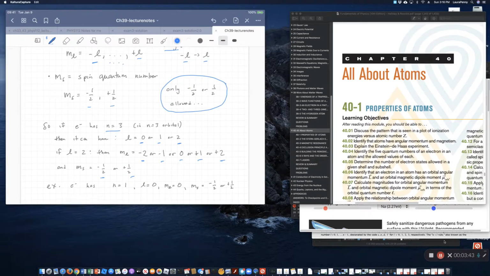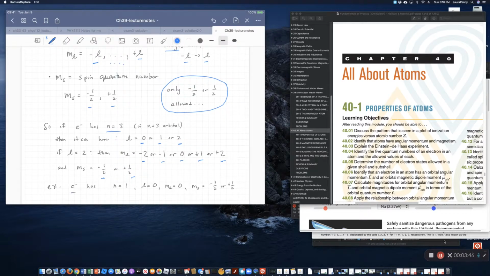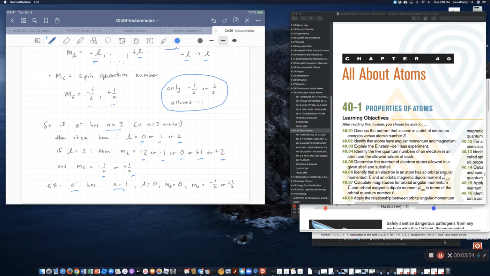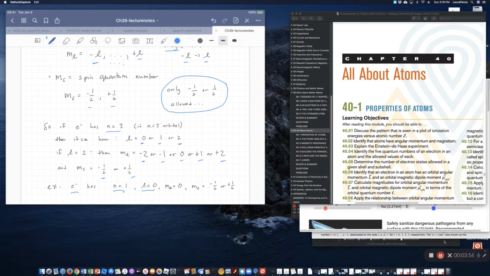Let's do another example. If you have an electron which has n equal to 1, then L has to stay less than 1, so L can only be 0. For an electron that's in the n equals 1 orbital, L has to be 0, and that means m sub L has to be 0. And for m sub S, the only choices are either negative 1/2 or plus 1/2.